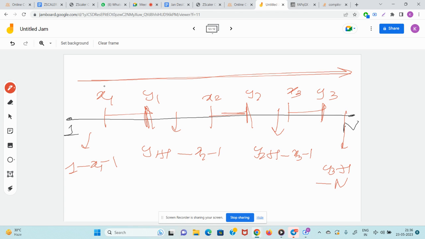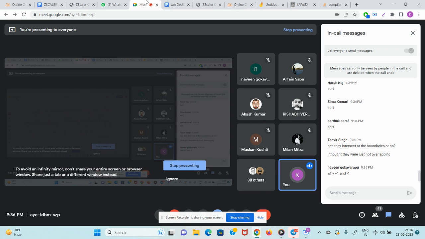So the ranges should be in ascending order. You can sort them on the basis of the x coordinate, the first element of the pair, and all of them are non-intersecting. So you can easily do this here. Okay, guys, is this much clear to everyone? Start writing yes in the chat.